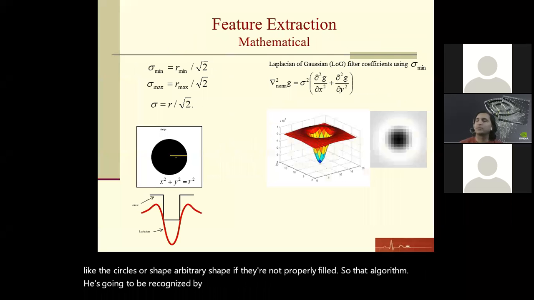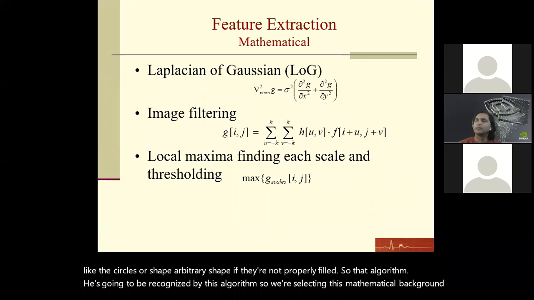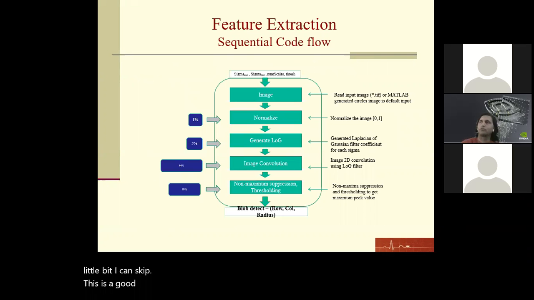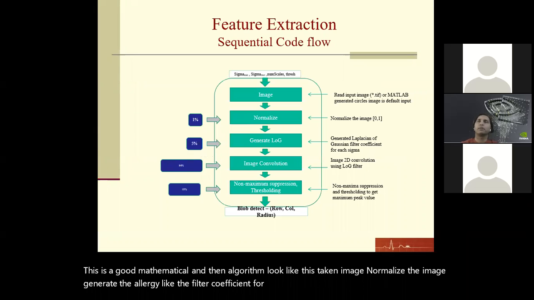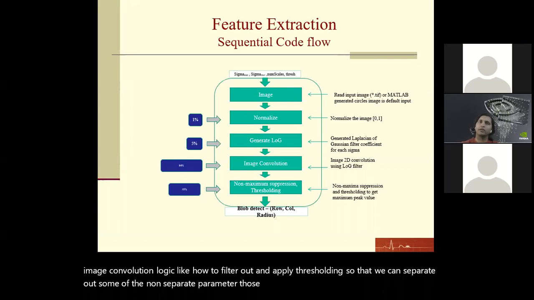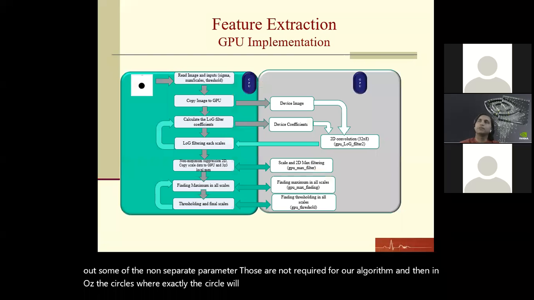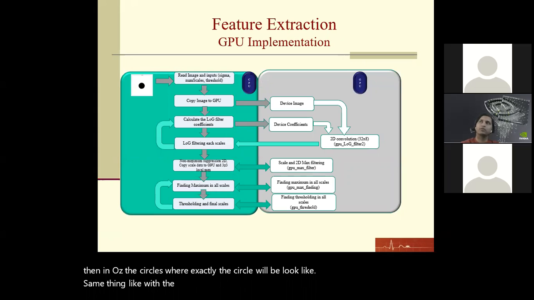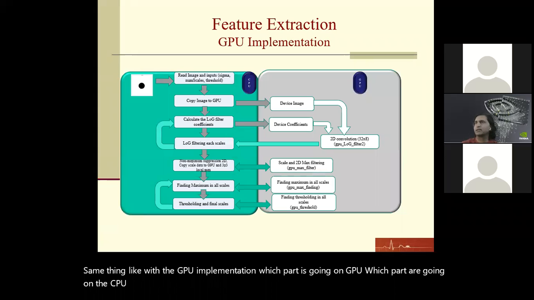I can skip the mathematical background a little bit here. The algorithm looks like this: take an image, normalize the image, generate the LoG filter coefficients for the Laplacian of Gaussian, then apply your image convolution logic to filter, and apply thresholding so that we can separate out the parameters that are not required for our algorithm, and then enhance the circles to show exactly where they are. Same with the GPU implementation: which part goes on the GPU and which part goes on the CPU. That is the layout here.